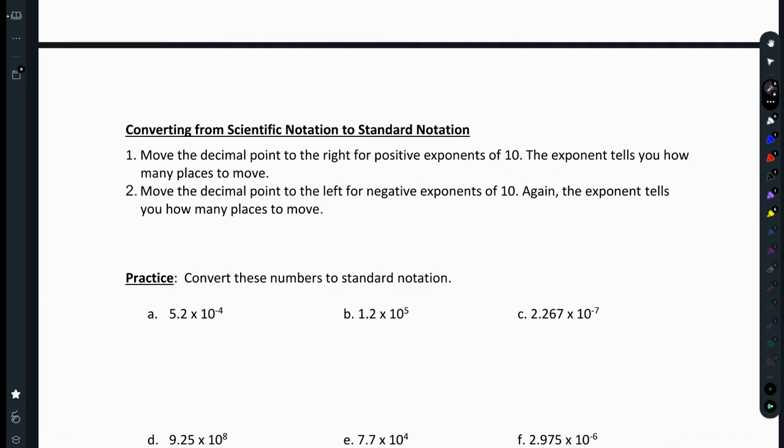So for part A, we have negative 4. So that means that we're going to move our decimal place to the left. All right, so we have 5.2. And I'm going to go left 4 spaces. 1, 2, 3, 4. So that would be 0.00052. And just to demonstrate the calculator, let's look at that.